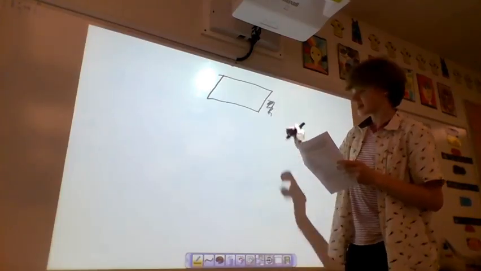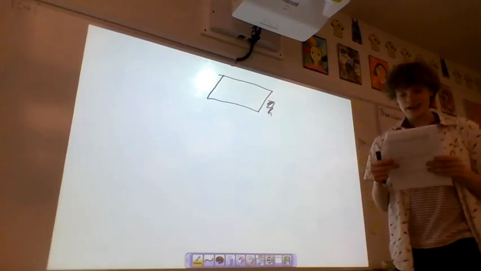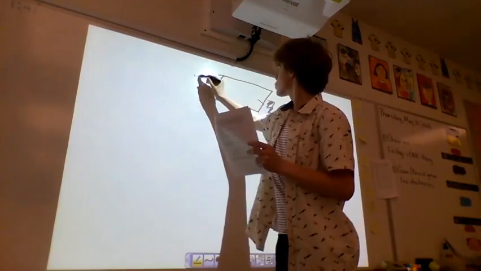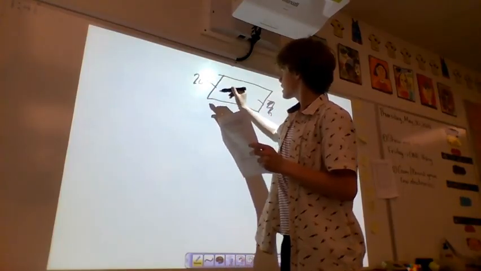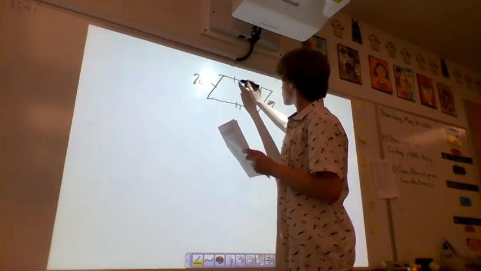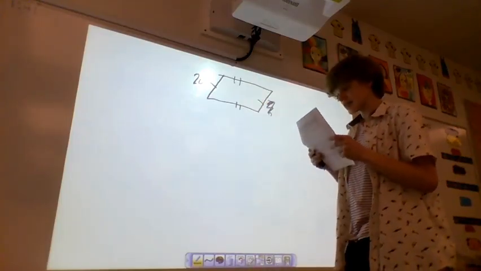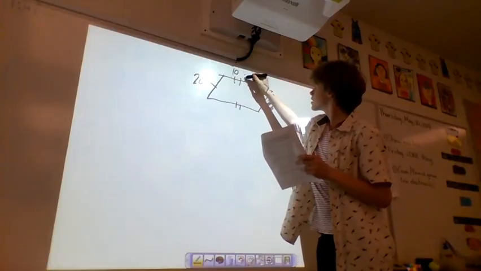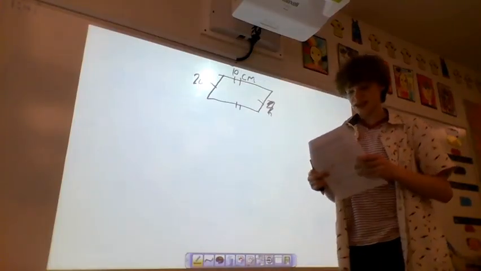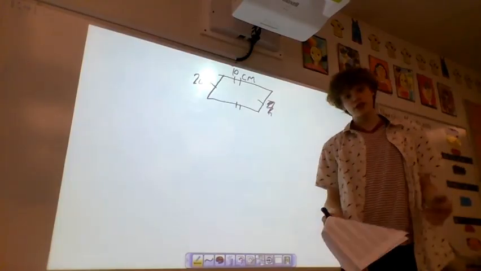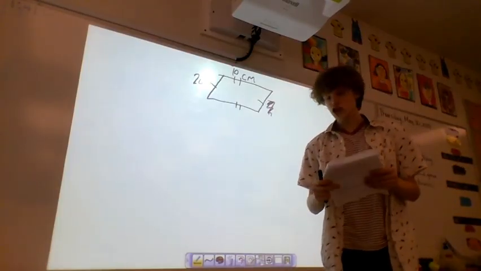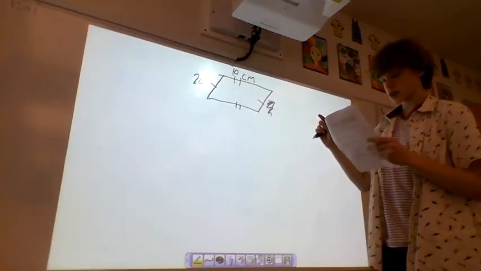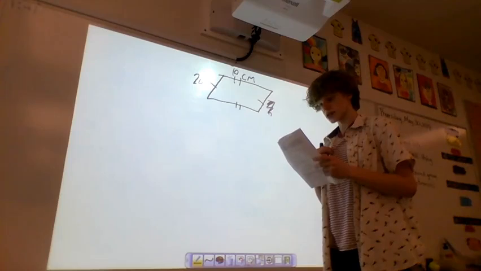oh, wait a minute. That's the rectangle right there. It is 2 centimeters for the short side, and 10 centimeters for the long side. Now, just like with the rectangle, all we need to do is multiply those numbers by 2 to find our answer.